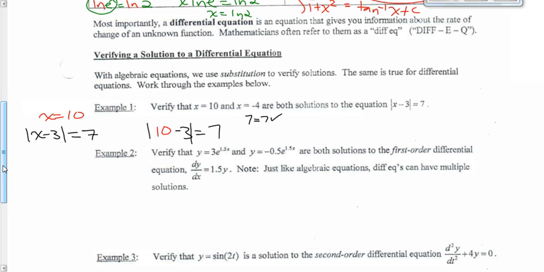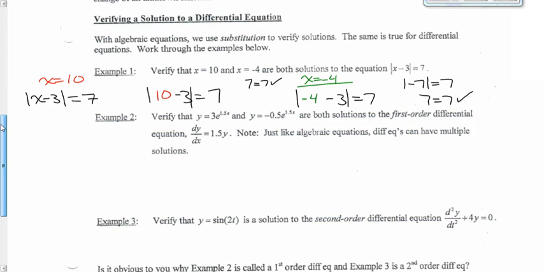We'll do the same thing with x is equal to negative 4. So I start by replacing my x with negative 4. And then let's work it out and see if I get the same thing on both sides of the equation. So when I work that out, I get the absolute value of negative 7 is equal to 7, and that again gives me 7 is equal to 7. So I have just verified both of those answers are solutions to the equation absolute value of x minus 3 is equal to 7.